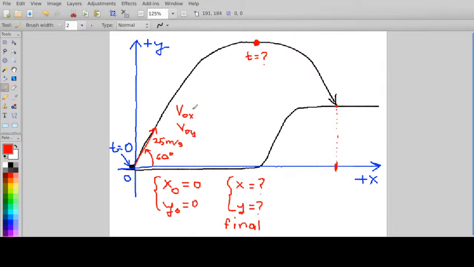Okay? And so for the initial velocity, you need v naught x and v naught y. And you go, well, how do I get that? Well, it's basically the magnitude, v naught, times the cosine of the angle for the x component. This is the general formula. And for v naught y, the y component, it's v naught times sine of the angle.